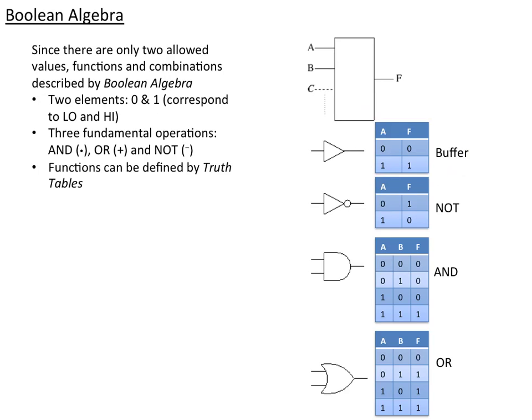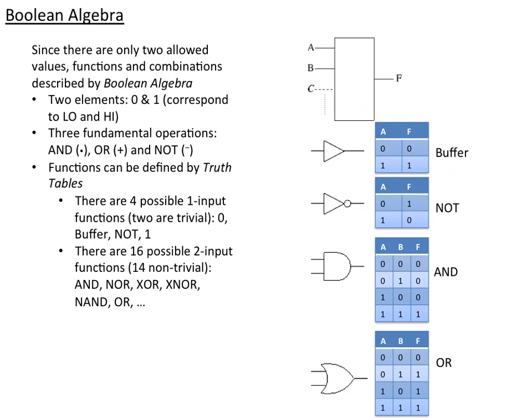So, for instance, of the one input functions, there are 4 possible, right? 2 inputs, 2 outputs, of which 2 are trivial. They always give the same output. They either put out 0 independent of the input or 1 independent of the input. And the other 2 are the buffer, which just takes its input and copies it to the output, and the NOT, which takes a 0 and turns it to a 1, and a 1 and turns it to a 0. And so all the information of the NOT function can be written down in this truth table, where I have inputs here and then the output for every set of inputs.